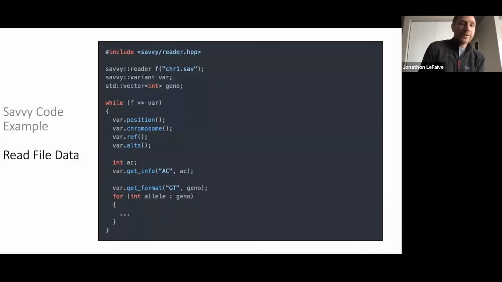In this example, we're just showing some of the ways of accessing data when reading in a file. It's just really easy to get very common information like the position of the variant, chromosome, the ref and alt. And then we can also get and set info fields and get and set the individual level data.